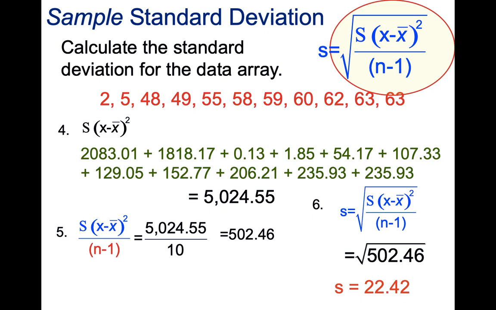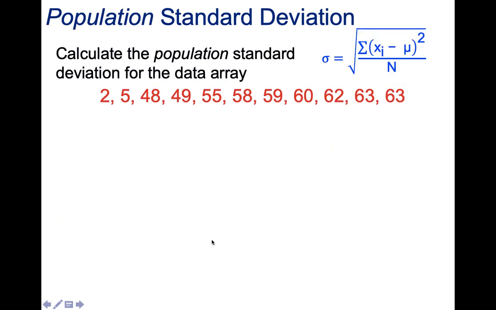So if I pick 63, I'm going to be 15 points away from 48. If I pick 5, I'm going to be a larger number, 43 points away from 48. But the average is going to be about 22, and that's where that meaning comes in, what standard deviation actually does. This example here is calculating the population standard deviation.